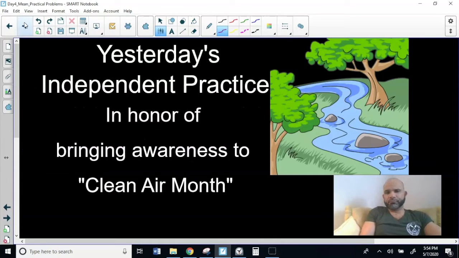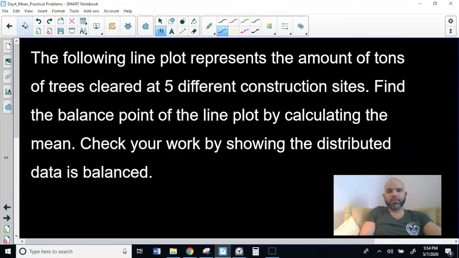But here, we're going to go over yesterday's independent practice, which we did in honor of Clean Air Month. The month of May is Clean Air Month. We talked about it yesterday, deforestation and how it affects global warming. But let's read over the question. The following line plot represents the amount of tons of trees cleared at 5 different construction sites. Find the balance point of the line plot by calculating the mean. Check your work by showing the data is balanced.